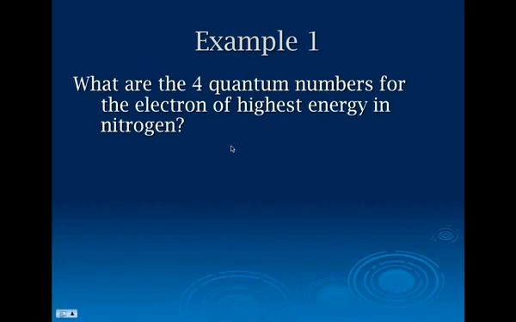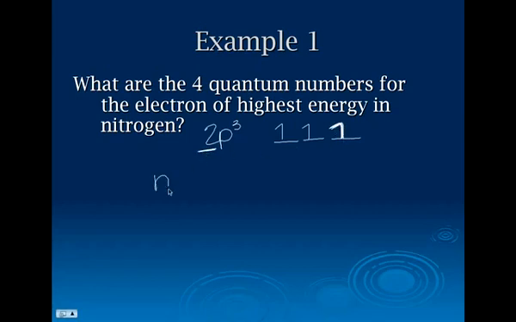So here's our examples. 4 quantum numbers for the electron of highest energy in nitrogen. That means the last electron put in. So if you were playing electron configuration battleship, you would call out 2p3. And again, y'all pause these if you need to, if you want to figure it out on your own before I start going through the answers. So p has 3 blanks, and we're filling in 3 arrows. And our last arrow is this guy right here.